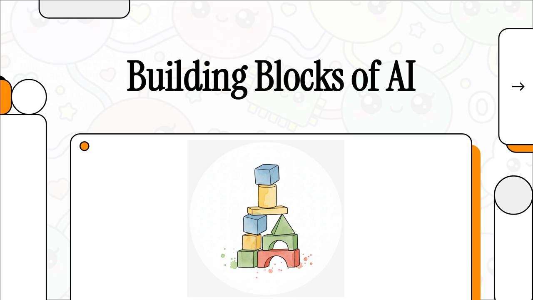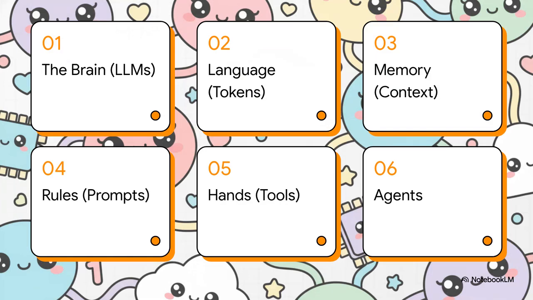Trust me, by the end of this explainer, your understanding of how modern AI actually works is going to be completely transformed. Okay, let's dive right into this bottom-up journey. We'll start with the brain, which are LLMs, then move to the language, or tokens. After that, the memory, via context, the rules set by prompts, the hands through tools, and finally, the autonomous worker, known as agents. Let's get started.